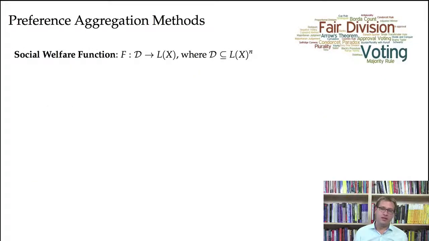Now, the way we're going to think about a group decision-making method is as a function. We're going to identify some set of profiles. These are going to be the profiles under consideration. And then a group decision-making method for that set of profiles is just a function that assigns a linear ordering to each profile in the domain. So group decision-making methods are understood as functions.